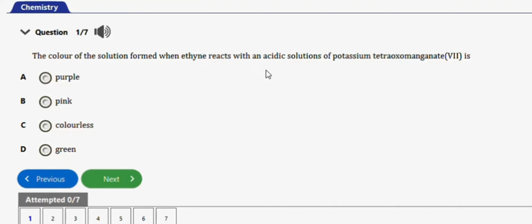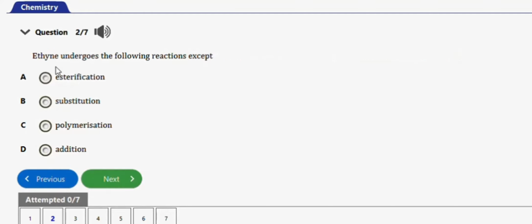with an acidic solution of potassium tetraoxomanganese 7 is, so it's colorless guys. Very important, option C. Next repeated question, this one. It says, ethyne undergoes the following reactions except, so the right answer is option A, which is esterification.